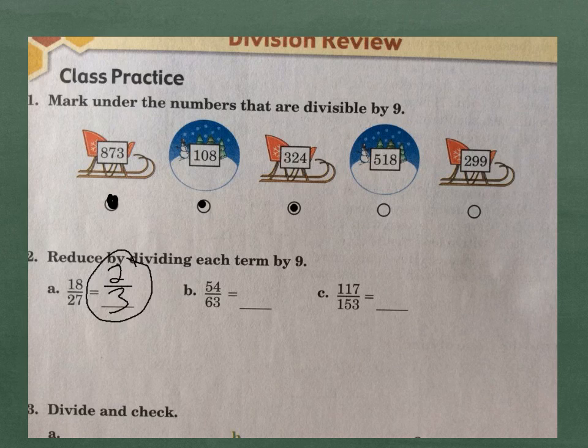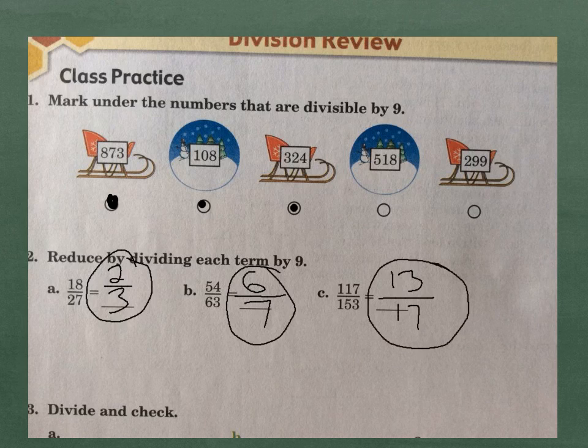B, 54. 9 goes into 54 6 times. And 63, 9 goes into 63 7 times. So we get 6 sevenths. C, we have 117. 9 goes into 117 13 times. And 9 goes into 153 17 times. So we reduced it to 13/17.